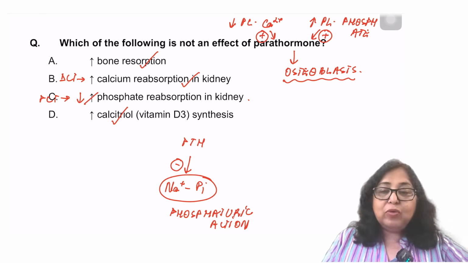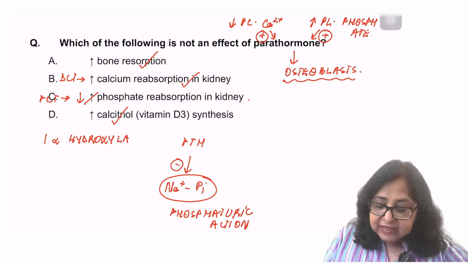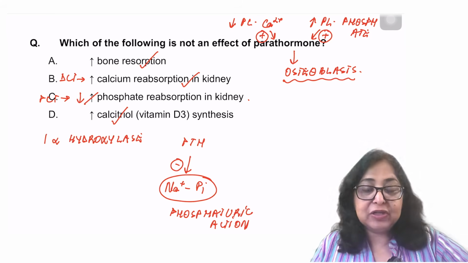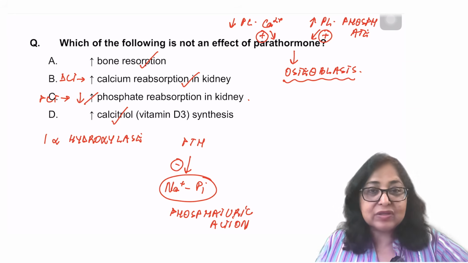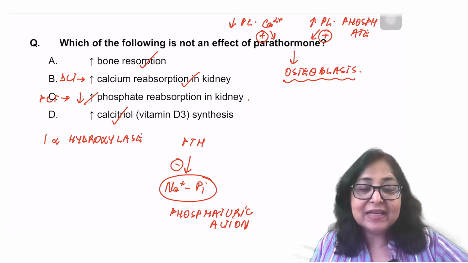Yes. Parathormone increases the activity of 1-alpha hydroxylase enzyme, which is present in the kidney, and this causes increased production of 1,25-dihydroxycholecalciferol, which is also the active form of vitamin D.